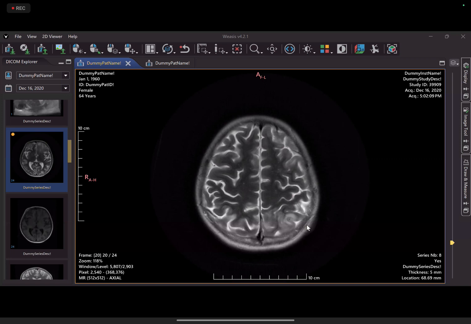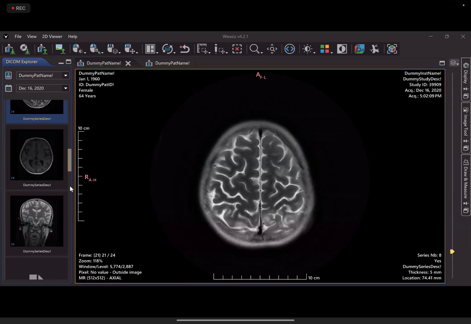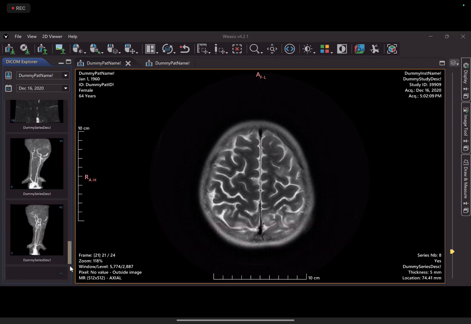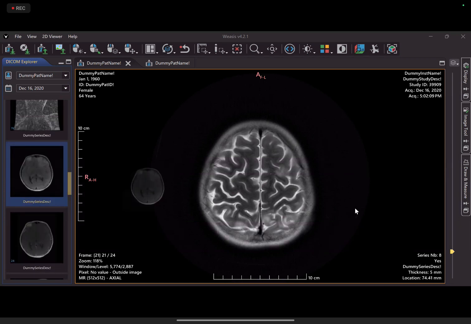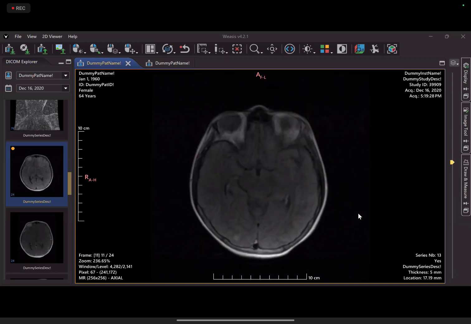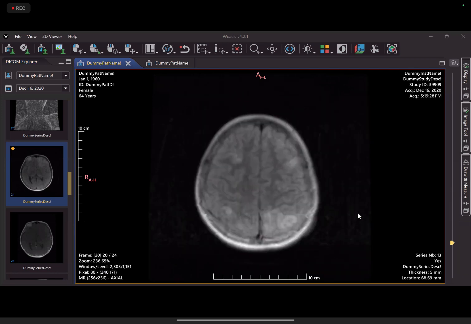So whenever you're looking at something which is very close to the CSF, it is always better to look at the FLAIR image. Once you suppress the surrounding CSF, it becomes very clear. This patient obviously had seizures and was not very cooperative when we performed the study. And this is how the FLAIR looks.